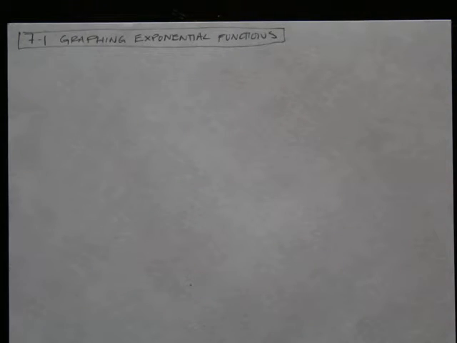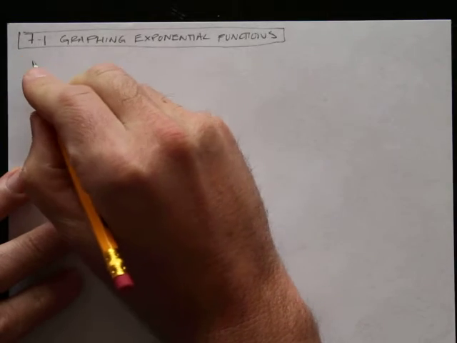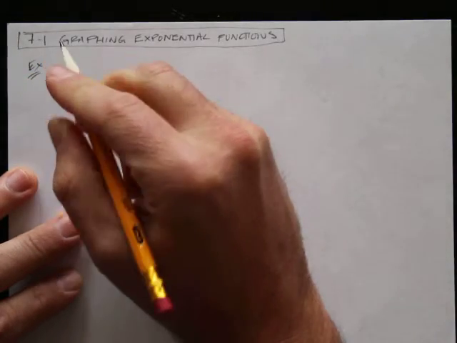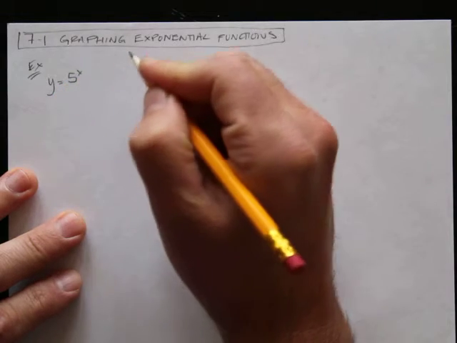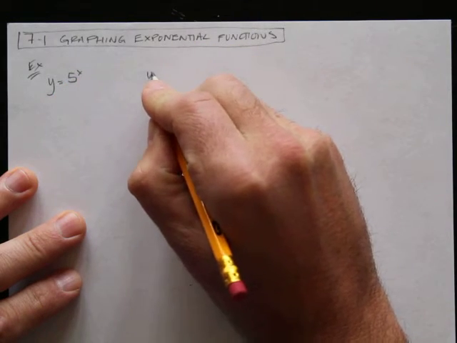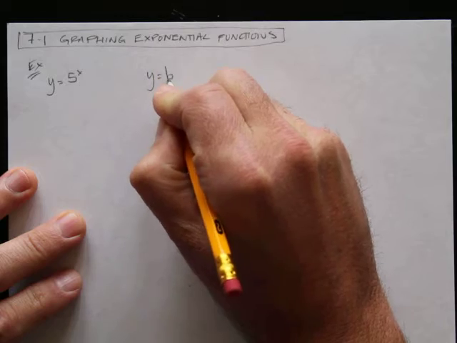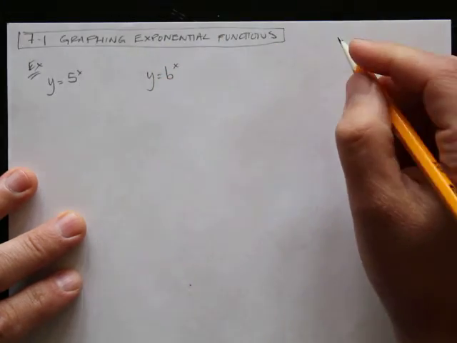Algebra 2, 7-1, graphing exponential functions. So we're going to get into a little bit of an example. What does an exponential function look like? It might look like this: y equals 5 to the x power. Now we're going to write this again: y equals b to the x power.